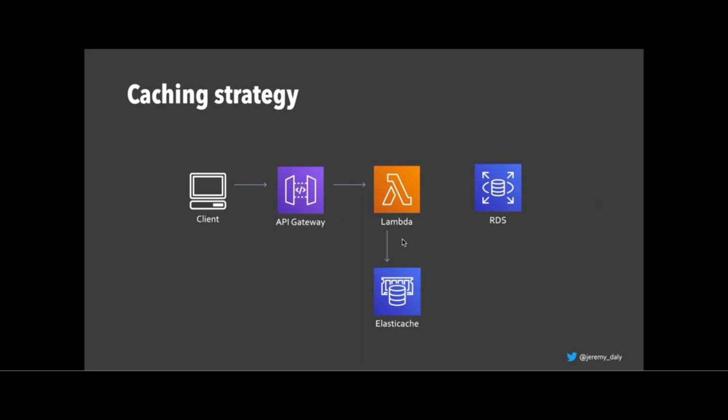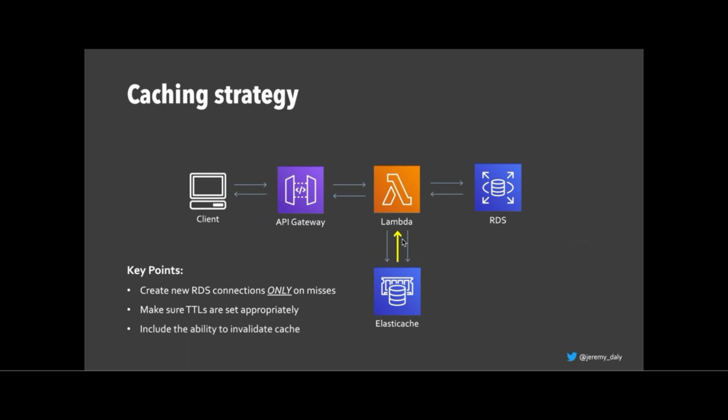If we get a miss in this example, then what we want to do is query the database and pull the data back. This is not a write-through cache, so we have to manage that ourselves: write the data into ElastiCache, and then respond back to the customer. So a couple key points here. We only want to make new connections on misses. We want to make sure that we set low TTLs. We don't want our data to be stored in the cache for too long. And we want to make sure we include the ability, whenever data is updated, to sort of simulate a write-through cache so that we can invalidate those keys that store stale data.